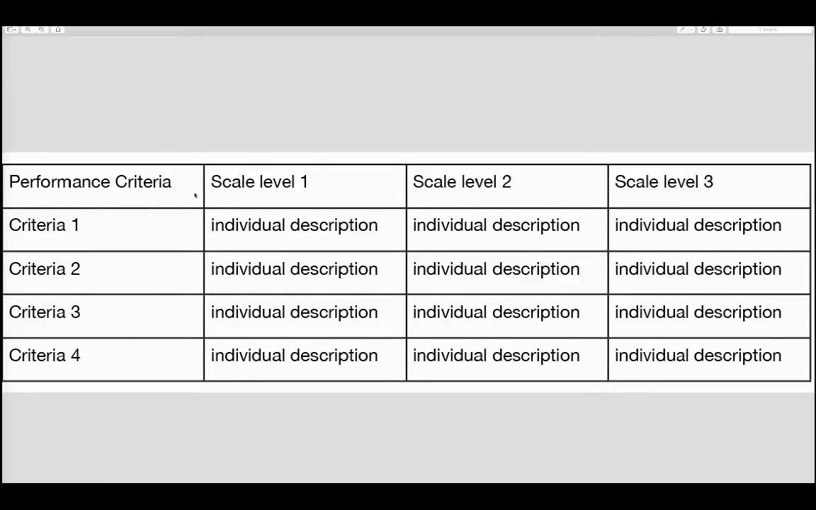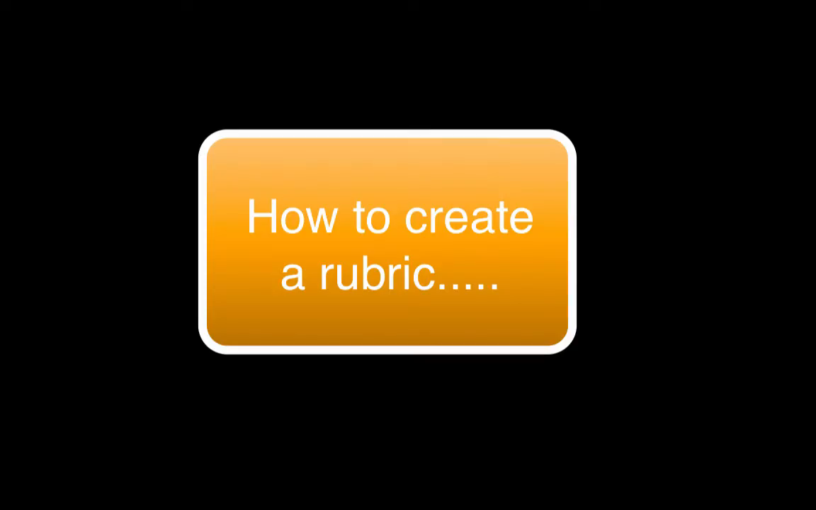In this case, this grid is representing 3 scales. Depending on what you're creating your rubric for, you might have additional scales. The rubric that we will create will also have 3 scales. Within each scale, there's a description of the criteria that might meet that scale.